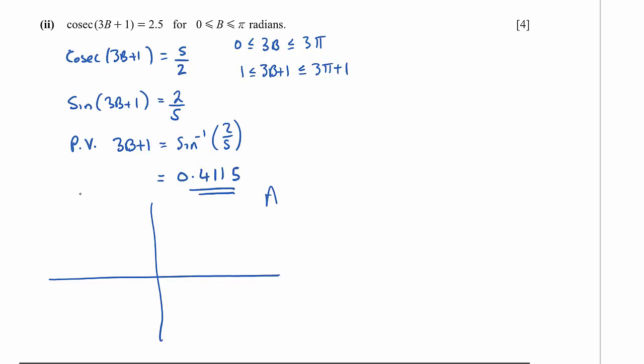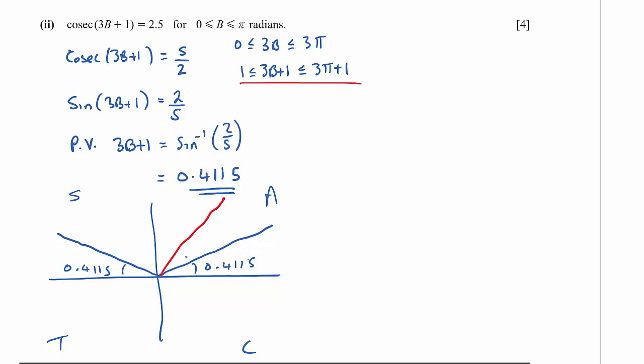So, ASTC, that's the principal value at 0.4115. The secondary value would be here, and symmetry means that's also 0.4115, the associated acute angle. We're going in this range, so we need to start at 1 radian, which is about here. And we're going to go to 3 pi plus 1, which will be to this line, but on the second time round. So we're first of all going to meet this solution here.